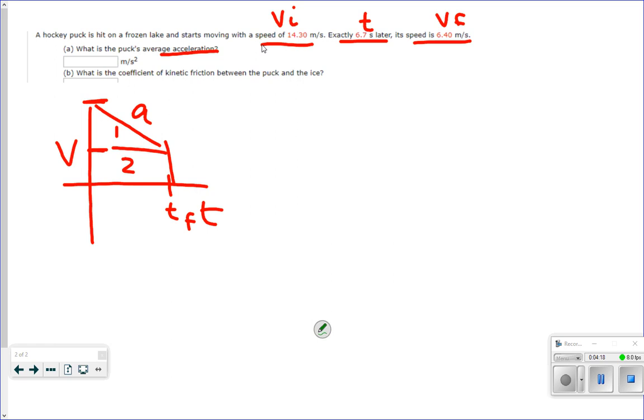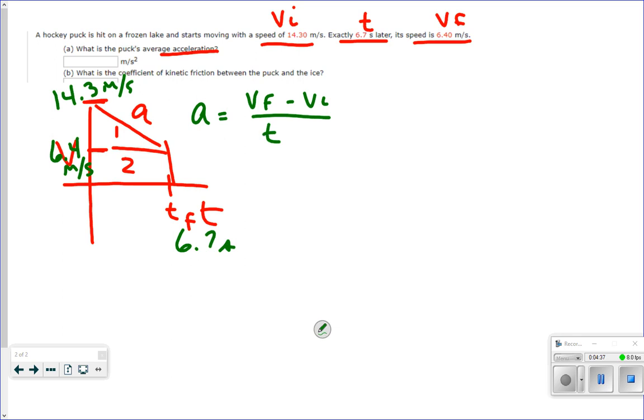We start out with a speed of 14.3 meters per second. We end up with a speed of, in this case, 6.4 meters per second. You know the time. The time is, in this case, 6.7. So whatever your values are, you at least have them. Use the slope formula to figure them out. Just remember that you do not have a VI of 0 here. You only have TI of 0. So once you find your acceleration, that's good.